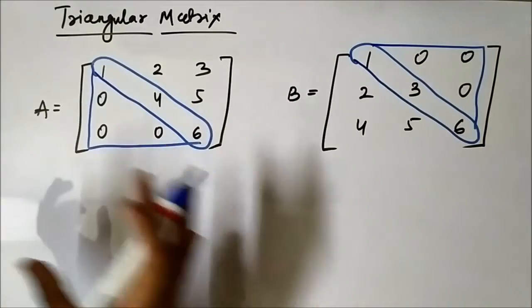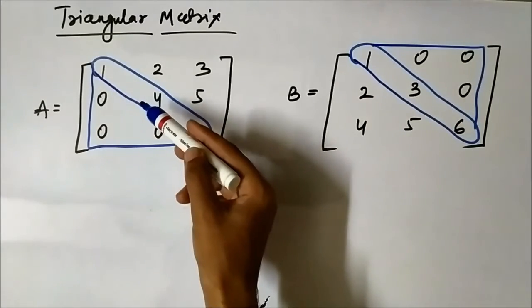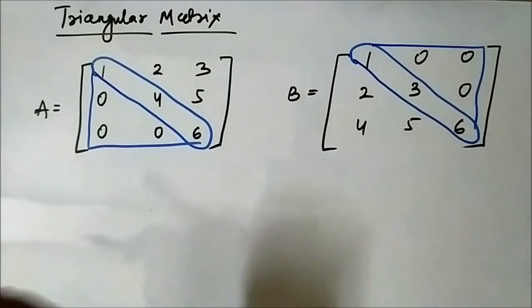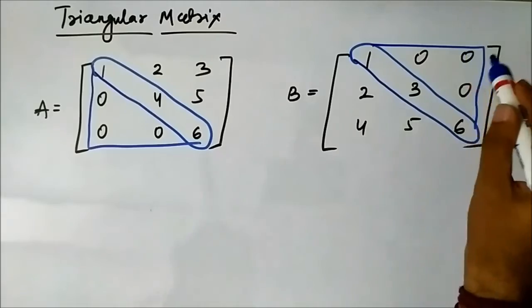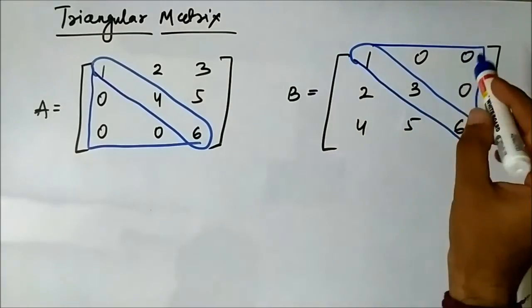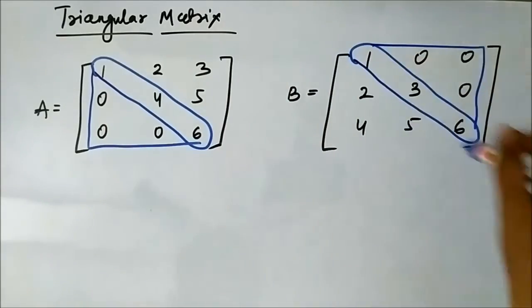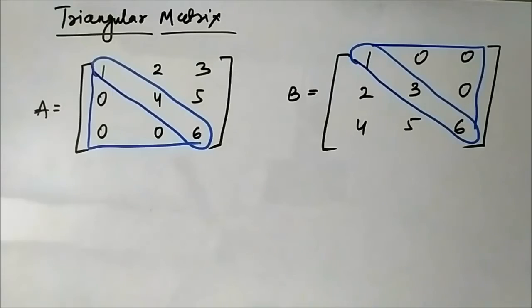So these types of matrices in which the elements either below the principal diagonal or leading diagonal or above the principal diagonal are 0. If you find such types of matrices with zeros above or below the leading diagonal or principal diagonal, these matrices are called triangular matrices. So both A and B are triangular matrices.